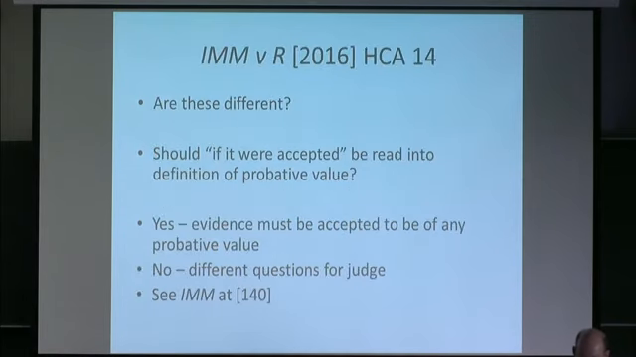And the questions that arose on appeal, in this case IMM, and that's the citation 2016 HCA 14, heaven knows when it'll be out in the Commonwealth Law Reports because they're a bit behind. But you can find it on OSTLE or any of those databases. Are those two definitions different? These are the kinds of questions the judges ask themselves. If they are, should, if it were accepted, be read into the definition of probative value?